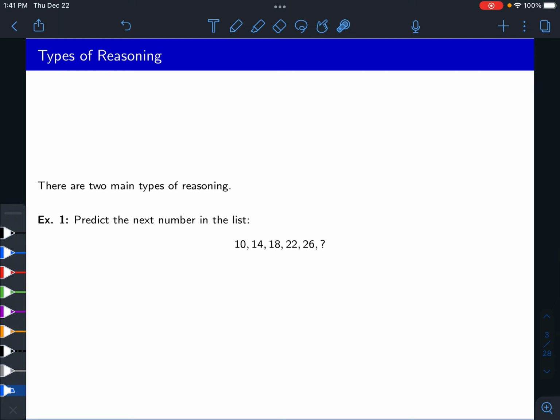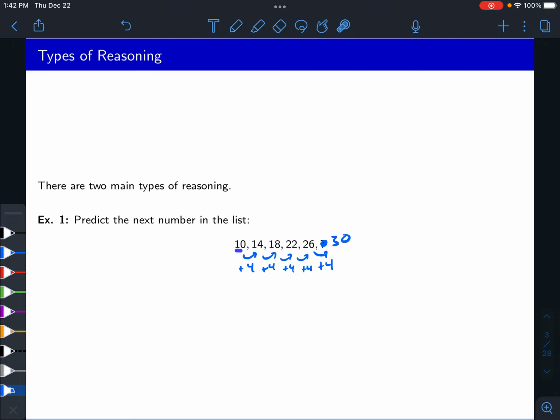So, in this example, let's predict the next number in the following list. The numbers are 10, 14, 18, 22, 26, and we want to know what is the following number. Hopefully what you might notice from here is that these numbers are always going up by 4. And so what you would hope is that this pattern would continue, and the next number should follow the previous one by adding 4, and that our next number should hence be 30.